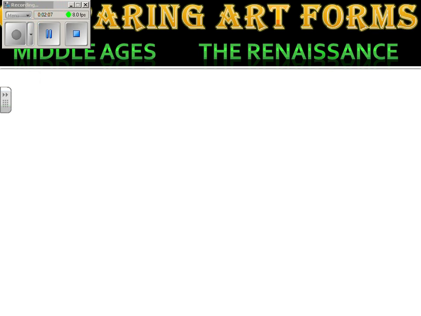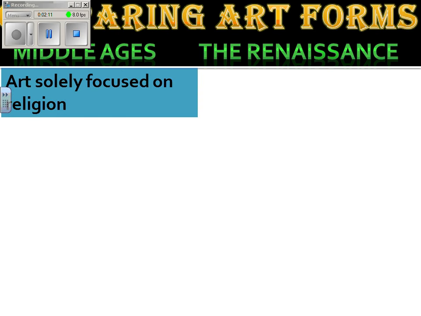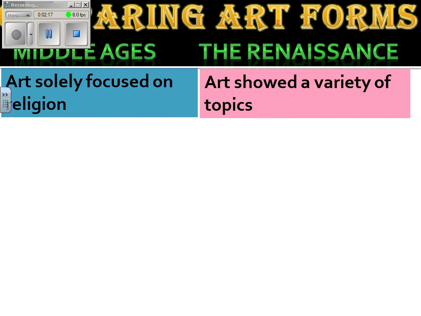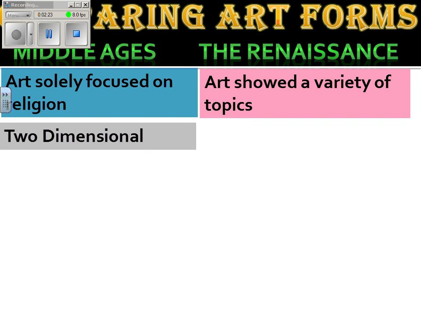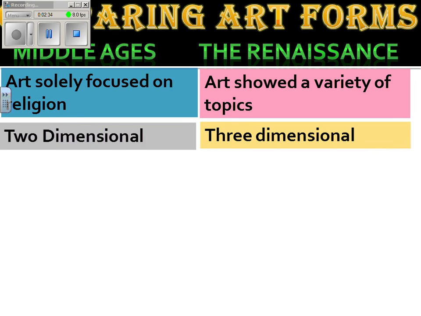So let's compare medieval art with Renaissance art. Well, for starters, during the Middle Ages, art focused solely on religion. That was the big focus. Whereas during the Renaissance, we know art is going to be secular and it shows a variety of topics. Art during the Middle Ages was predominantly two-dimensional, right? Whereas art during the Renaissance was three-dimensional. And I'm going to show you some examples of this artwork in just a second.